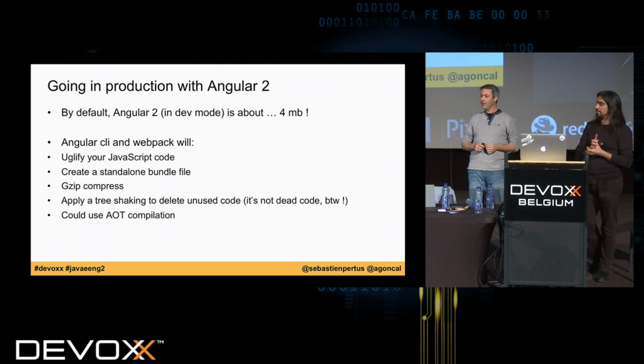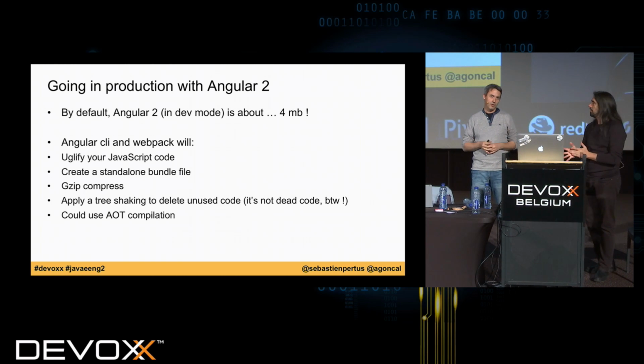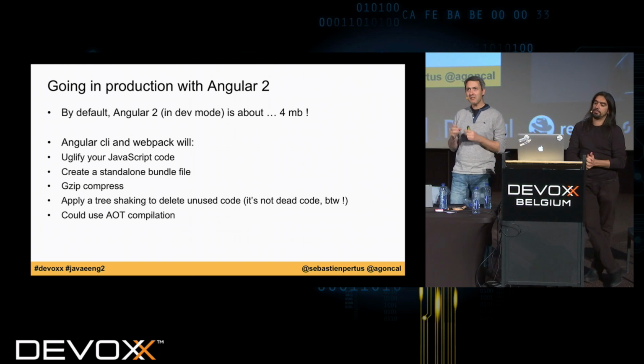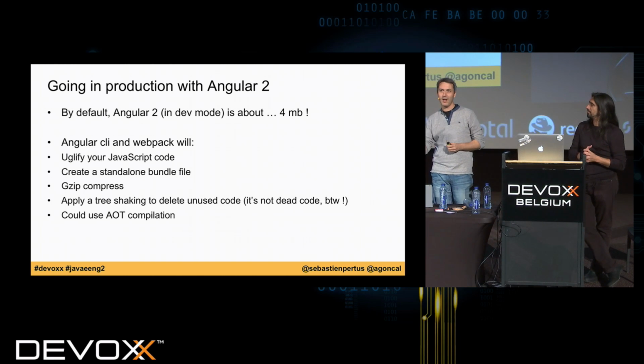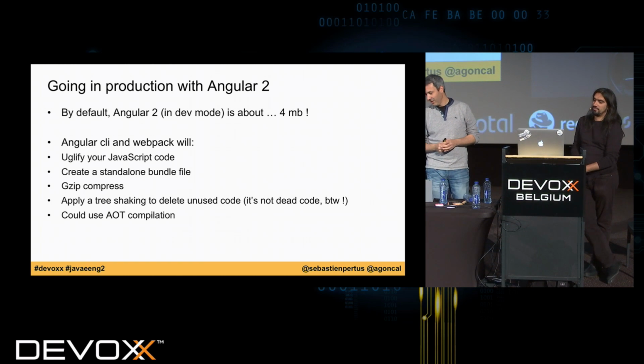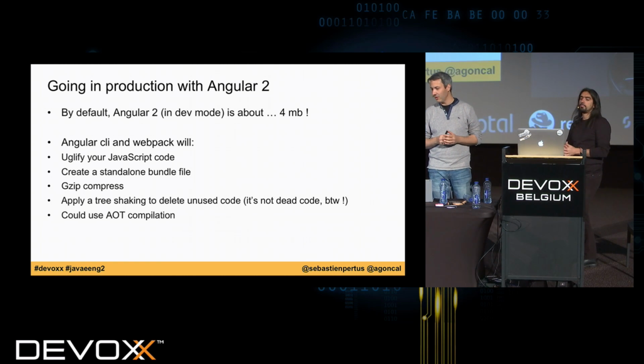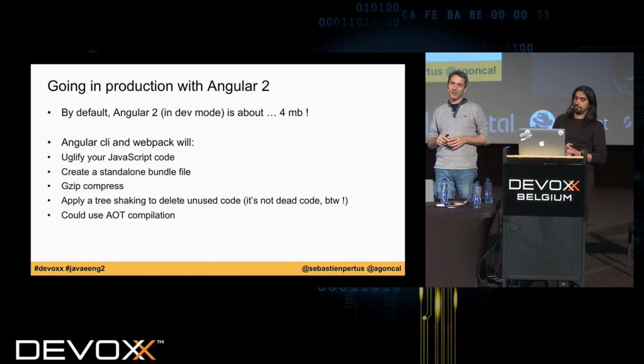Okay, so when you have to deal with the production, if you just bundle your application, even a hello world is maybe 4 megabytes. It's a little bit too much when you just have a single page with a hello world. 4 megabytes in one single JavaScript file. It's too much. But you have Angular CLI and Webpack, and you can manage to make several things to have a lighter JS file. So Webpack, it's a bundler.